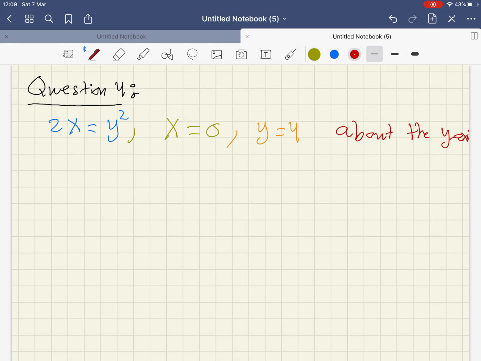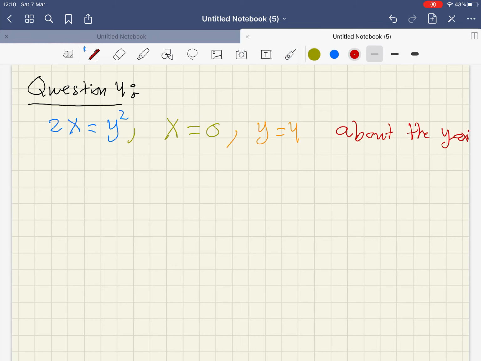Okay, welcome back to section 6.2, the volume using washer and disk methods. Now we have a question of finding the volume of the region bounded by the function 2x equal y squared, x equal to 0, y equal to 4, around the y-axis. If you notice the difference between question 4 and the previous 3 questions, the functions are in terms of y. If the function is in terms of y, there is a procedure to sketch the function, and the integral will be in terms of y.